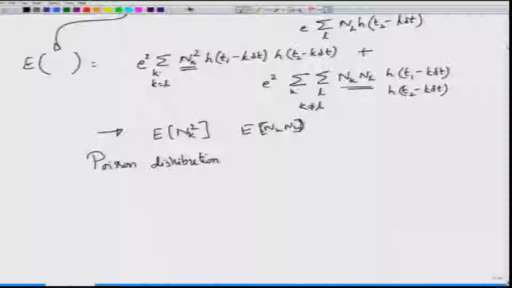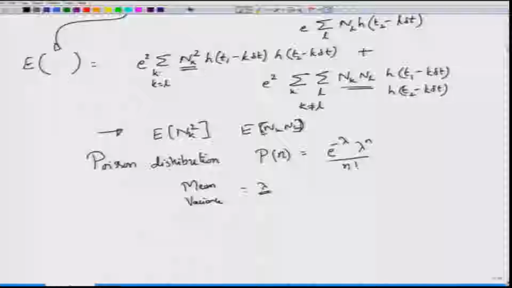The idea of a Poisson distribution is that in a given time interval, the probability that you receive n photons or generate n electrons is given by e power minus lambda, lambda power n divided by n factorial, where lambda is the average value. It turns out that for Poisson distribution, both the mean as well as the variance are equal to the average value lambda.